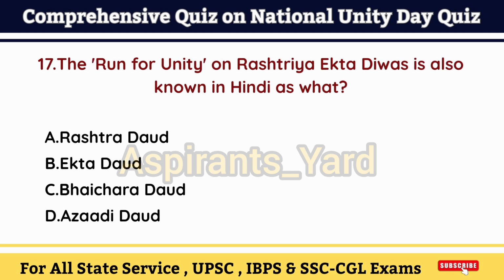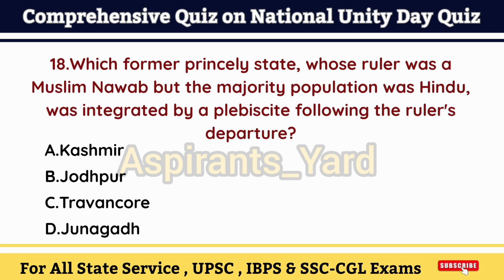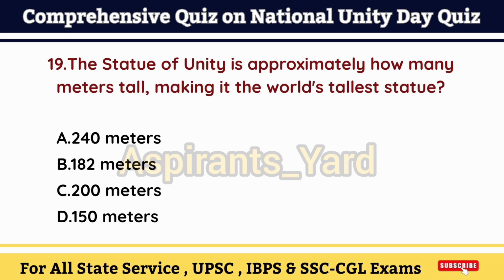Next one, the Run for Unity on Rashtriya Ekta Divas is also known in Hindi as what? Answer is it's known as Ekta Daud. Next one, which former princely state whose ruler was a Muslim Nawab but the majority population was Hindu was integrated by a plebiscite following the ruler's departure? Answer is Junagadh.